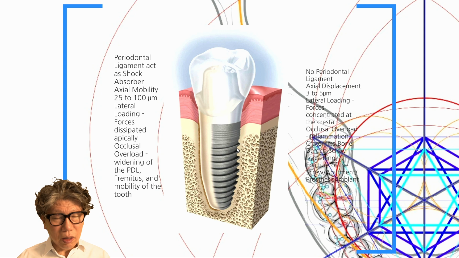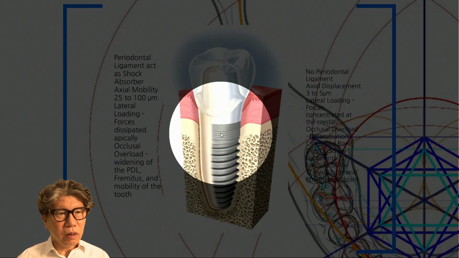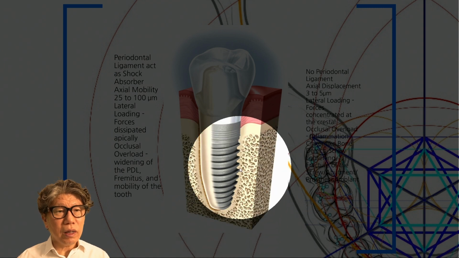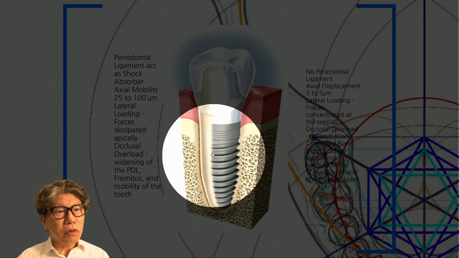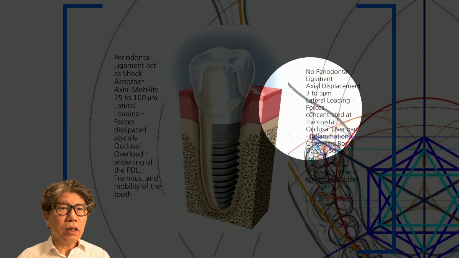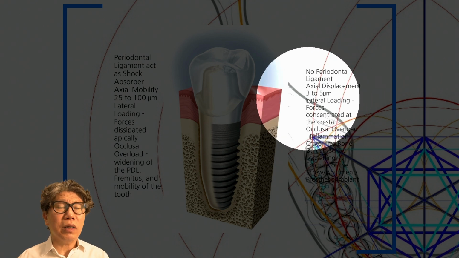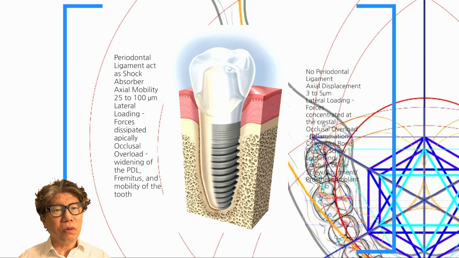So when occlusal force is applied, that occlusal force is transmitted to the fixture through the abutment. The fixture transmits occlusal loads to the adjacent bone tissue, which absorbs the occlusal load. Therefore, the elasticity occurring in the periodontal ligament is about 25 micrometer to 100 micrometer. But since the implant does not have a periodontal ligament, the axial displacement is reported to be approximately 3 micrometer to 5 micrometer, and the lateral side is measured to be probably around 8 micrometer.